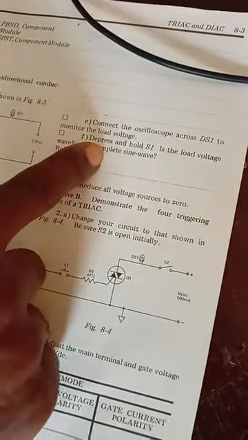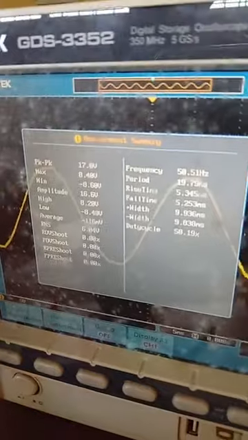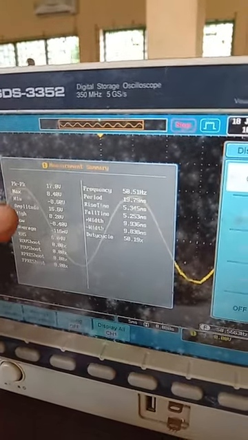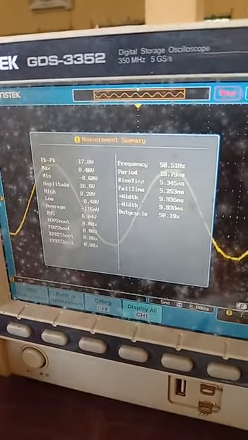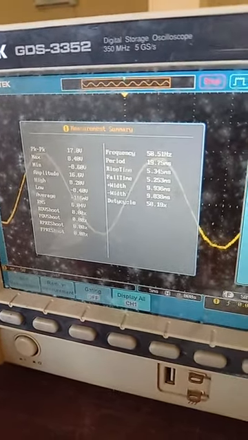Adjust the terminal. We said depress. Connect the oscilloscope. Monitor the load voltage. So let's see the load voltage. We can use the amplitude, or we can use the peak to peak value. Let's use the amplitude, which is 16.64 volts. That's the voltage. Let's note that one down.